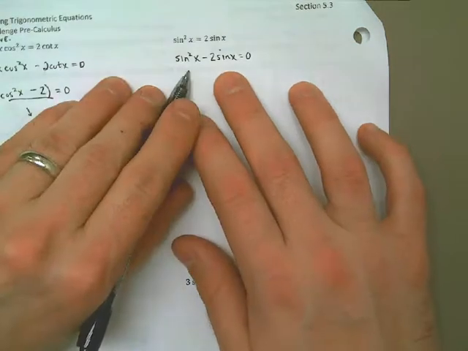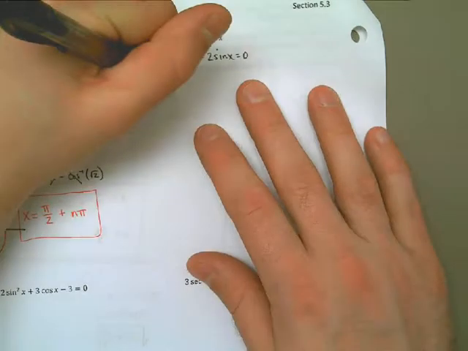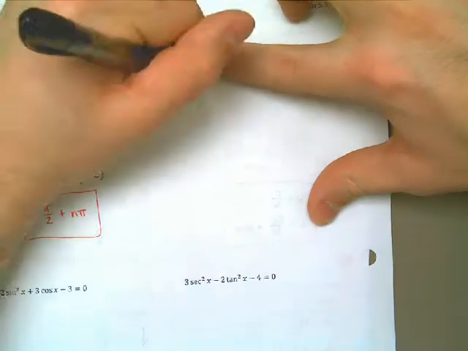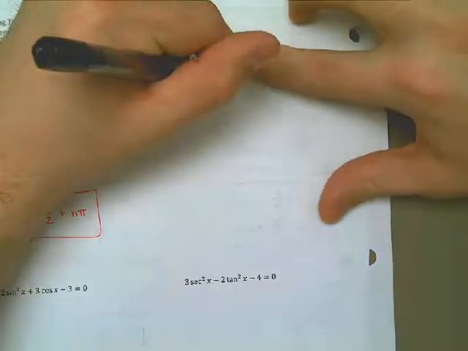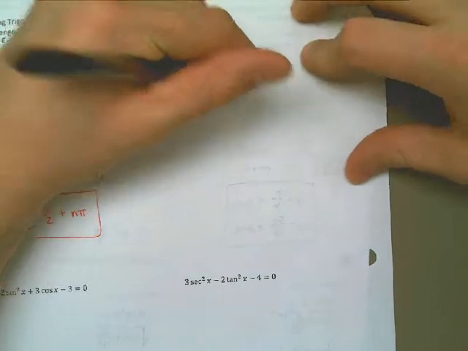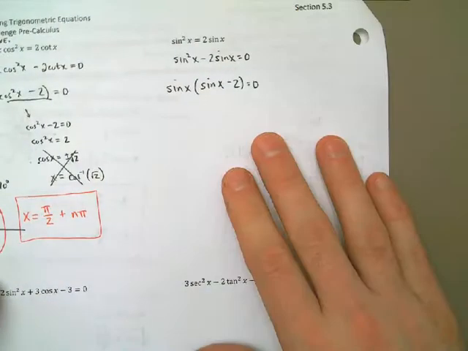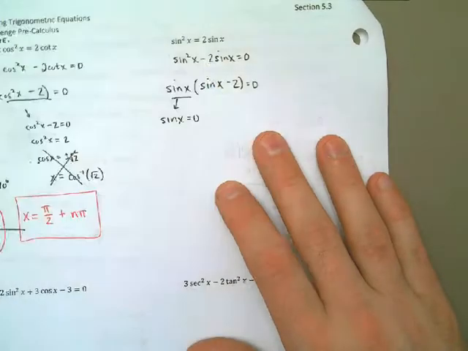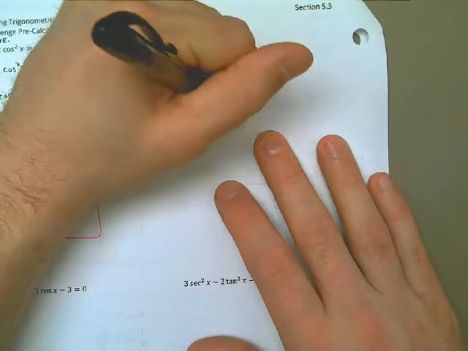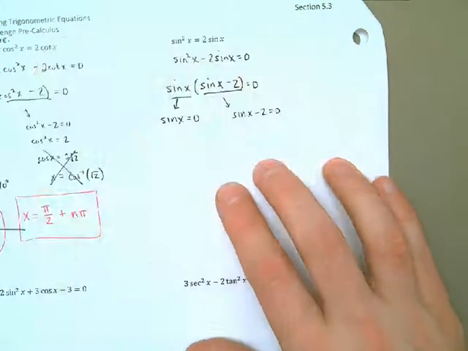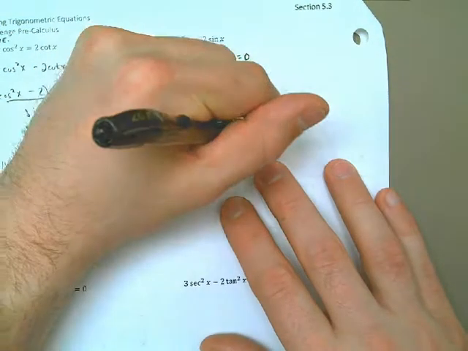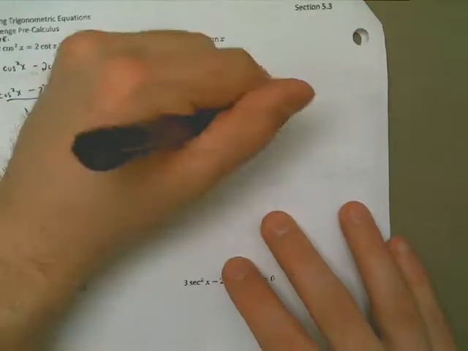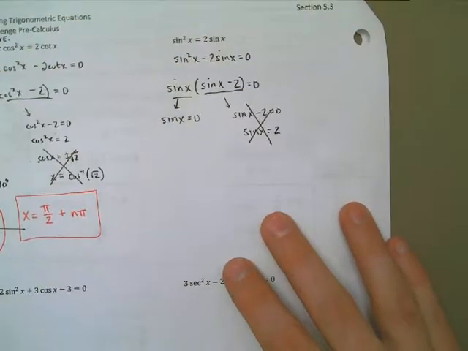I notice they have at least one sine of x in common, right? So I'm going to factor out a sine of x, and that's left me now with sine of x minus 2 equals 0. So I have two ways to solve this. Either sine of x can be 0, that comes from this one, or sine of x minus 2 equals 0. That is to say, the sine of x equals 2. Well, remembering that sine can't be greater than 1, that means that this is no solution.